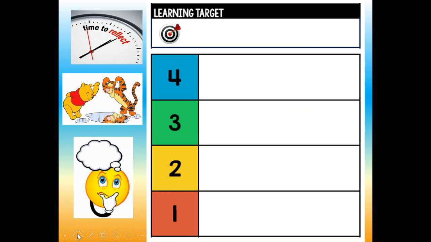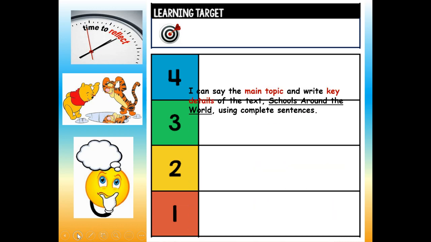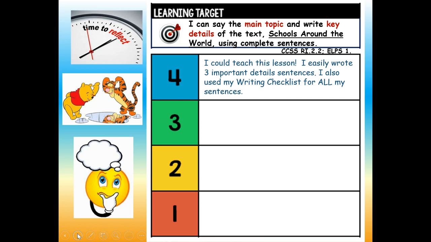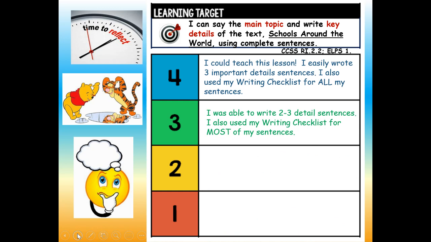At the top of your paper, I want you to reflect, how do you think you did reaching our learning target? I can say the main topic and write key details of the text, schools around the world, using complete sentences. Would you give yourself a 4? I could teach this lesson. I easily wrote 3 important detail sentences. I also used my writing checklist for all my sentences. Or would you give yourself a 3? I was able to write 2 to 3 detail sentences. I also used my writing checklist for most of my sentences.